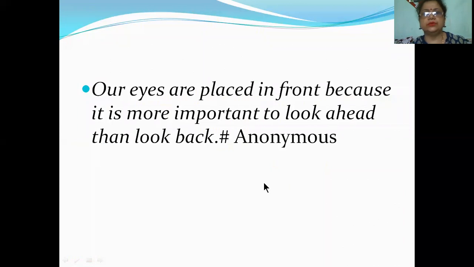So I want to complete this by saying a beautiful phrase. We don't know who wrote it, so I wrote it as anonymous. Our eyes are placed in front because it is more important to look ahead, isn't it? Then look back.